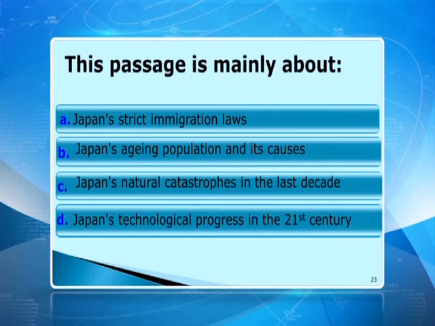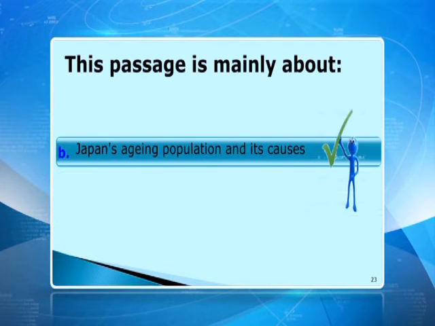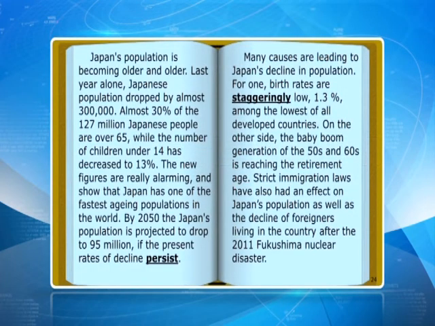Okay, now we have to concentrate. Very good. This is your answer: Japan's aging population and its causes. Let's justify our answer for ourselves. After answering, try to go back to the text and check your answer.